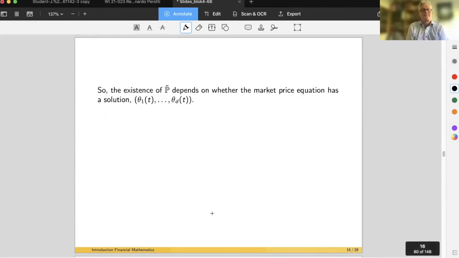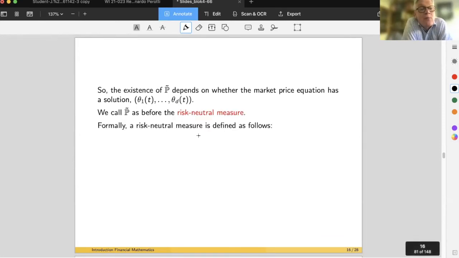Well, what's next? The existence of P tilde depends on whether these market price equations have a solution, whether we can find a theta 1(t), a theta 2(t), up to a theta d(t). And we call P tilde, as before, the risk neutral measure, because under this changed measure, the discounted stock price process is a martingale. So we have a fair discounted price process.